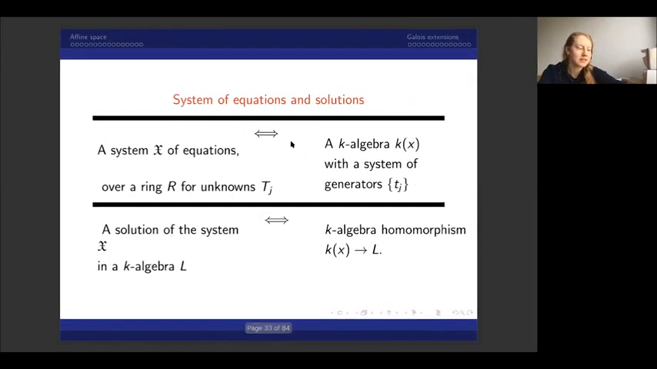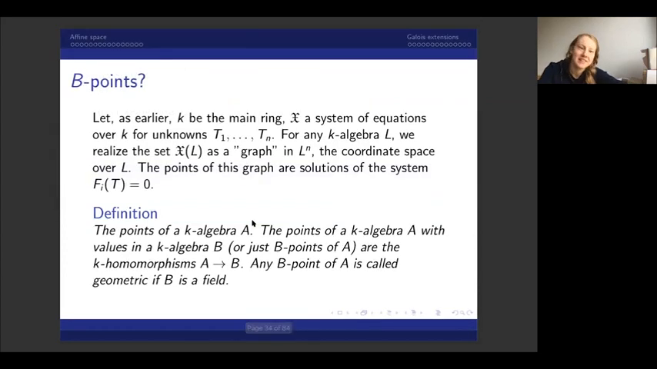But as I told you previously, the notion of B point or L point is quite mysterious. It's not clear what's happening at all. We don't know what it is, in fact, right? So I'm going to present a definition and I'm going to comment, right? So we have K, our main ring. We have X, a system of equations, some unknowns T1, T2, Tn. And for any K-algebra L, we realize the set X of L as a graph in Ln, the coordinate space over L. And the points of this graph are solutions of the system fi of t equals 0.